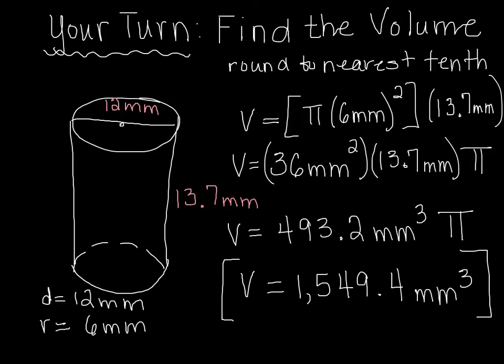So remember to use the pi button and then round to the nearest tenth. You should get 1,549.4 millimeters cubed.